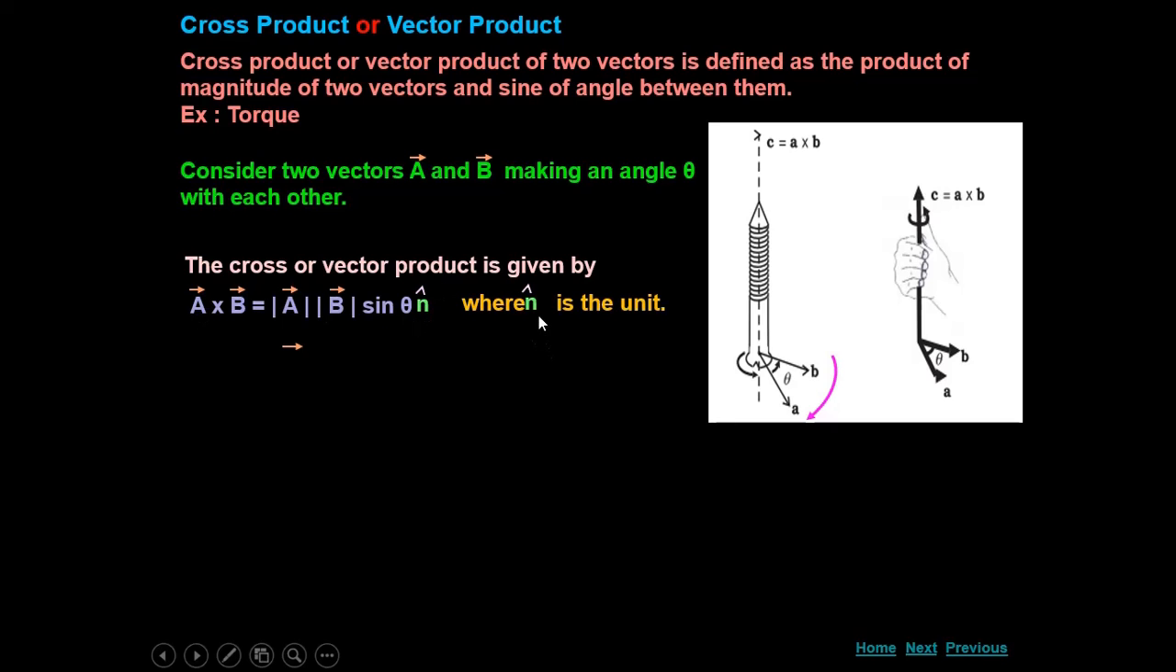In this way n cap is a unit vector. So you can take A cross B equal to AB sin theta. So instead of writing the vector between two parallel lines, you can write it in a simple way, A B multiplied by sin theta. So A cross B equals the C vector, which equals AB sin theta.